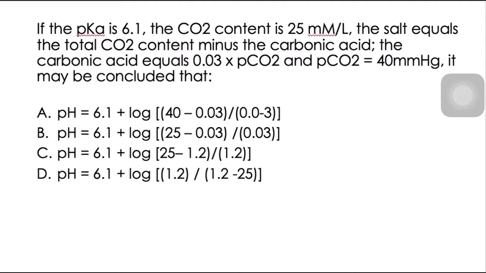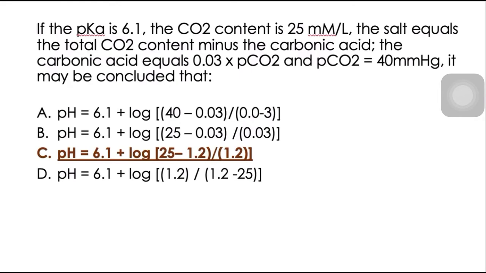Okay? So simply, pH is equal to 6.1 plus the log of your, so yung ating pong denominator is 40 times 0.03, so that is 1.2. And then, sa atin naman pong numerator, that is 25 minus carbonic acid nga po, 40 times 0.03, that is, again, 1.2. So, basically, we have pH is equal to 6.1 plus the log of 25 minus 1.2 over 1.2. So, that is letter C. Tama? Nakuha po yun?